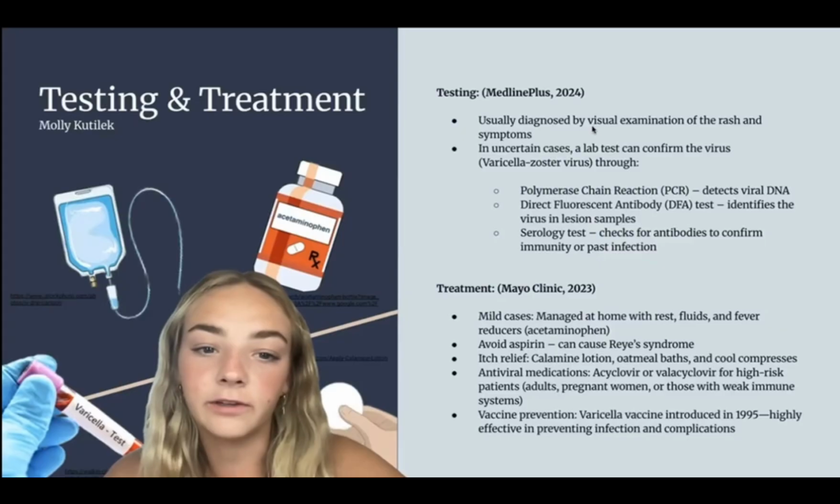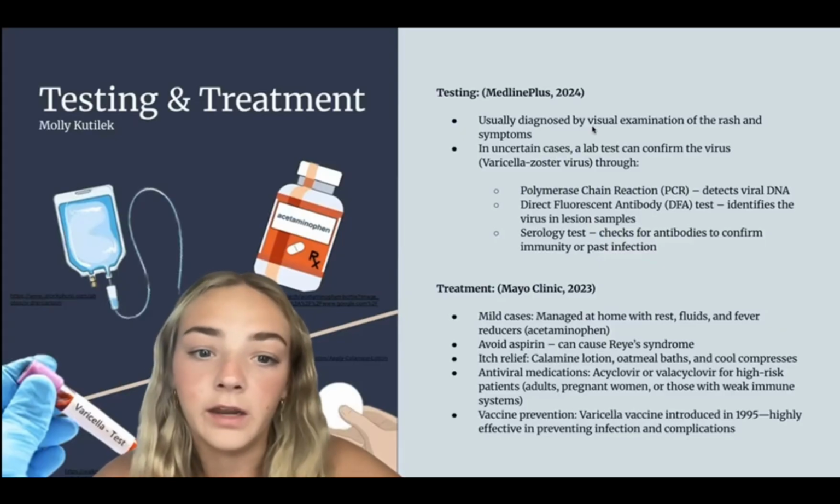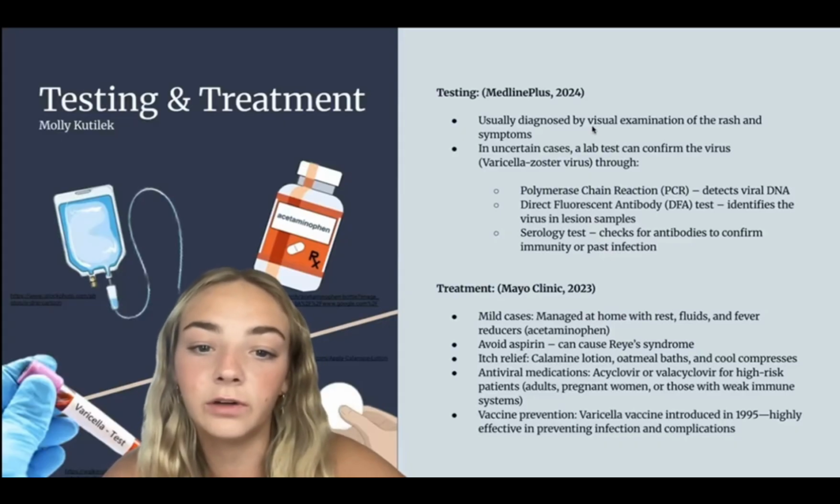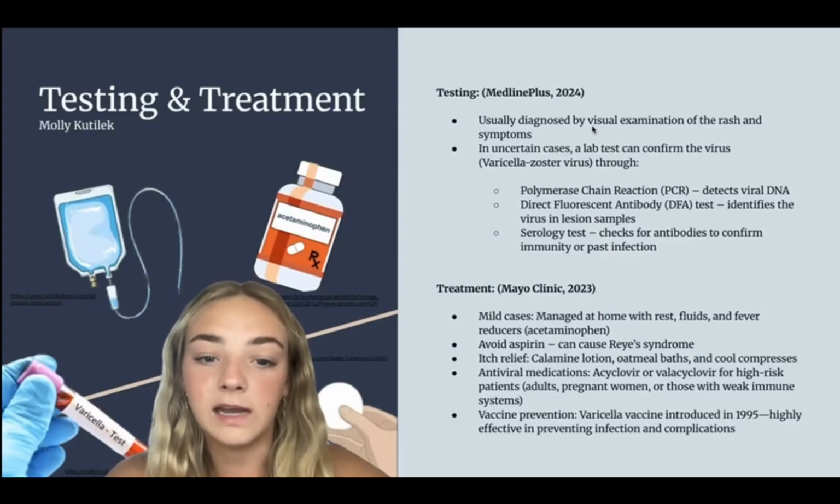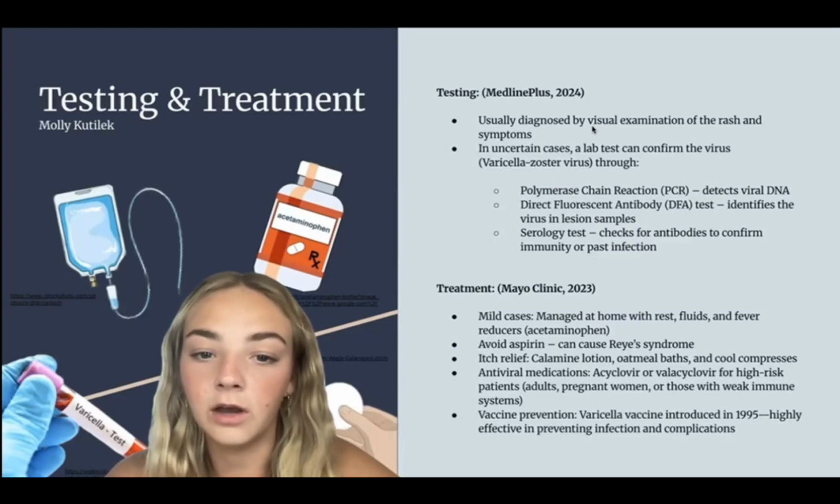Next is the direct fluorescent antibody test, or DFA test. With this method, a small sample is taken from one of the skin lesions, and a special fluorescent dye is used to attach to the virus. Under a microscope, the virus will glow, showing that the infection is chickenpox.